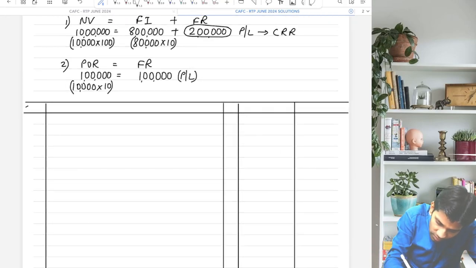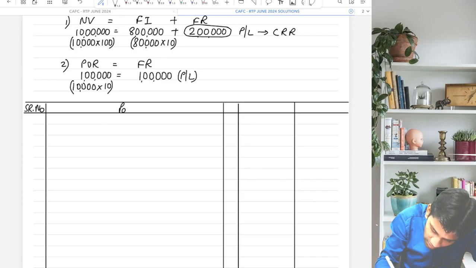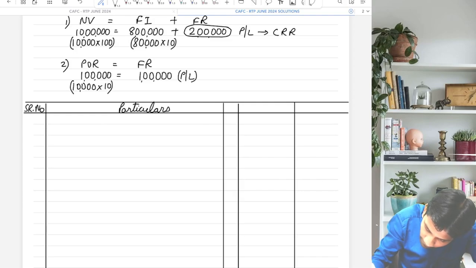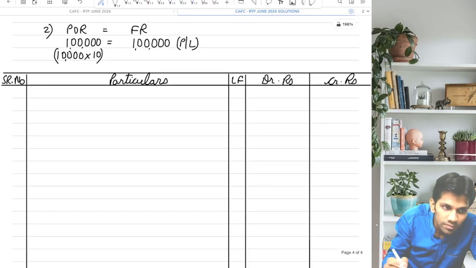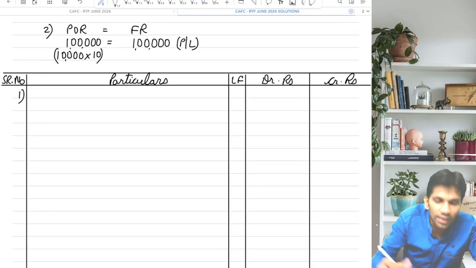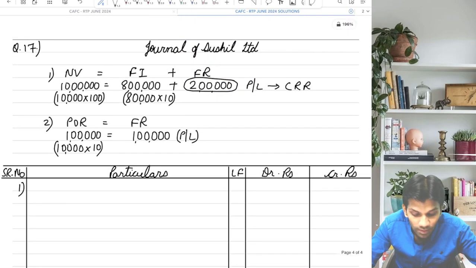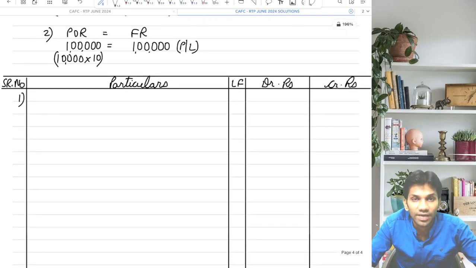These small things are very important. Please make a note of it. Dates, particulars, everything. Done. Now all entries you will get from the equation itself. Now I prepared one sequence of entries.